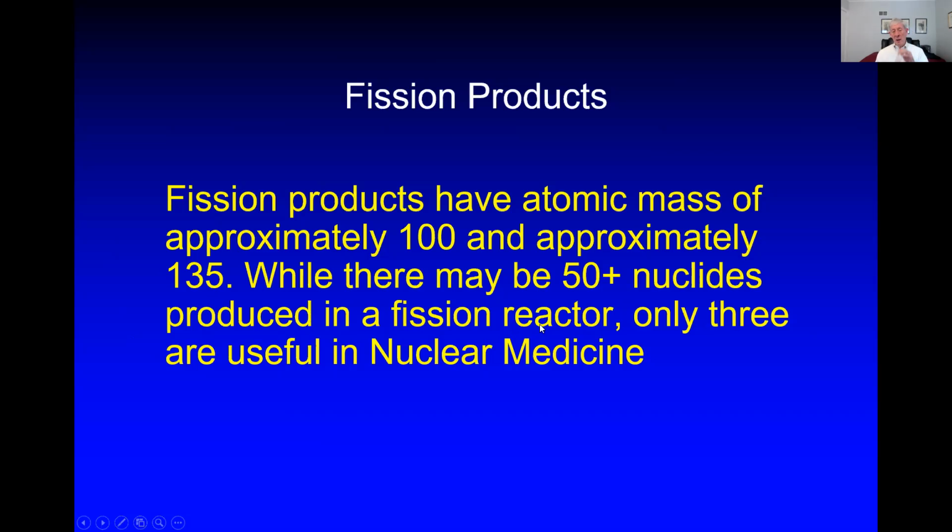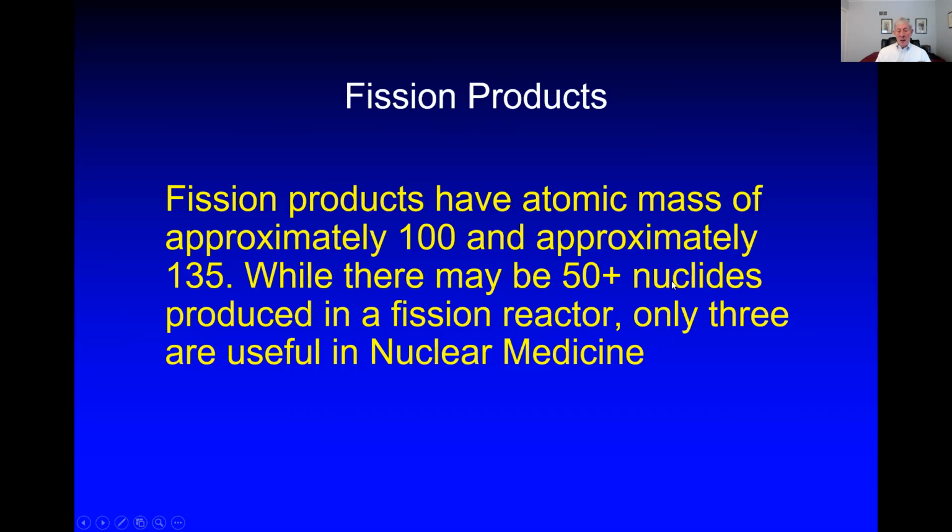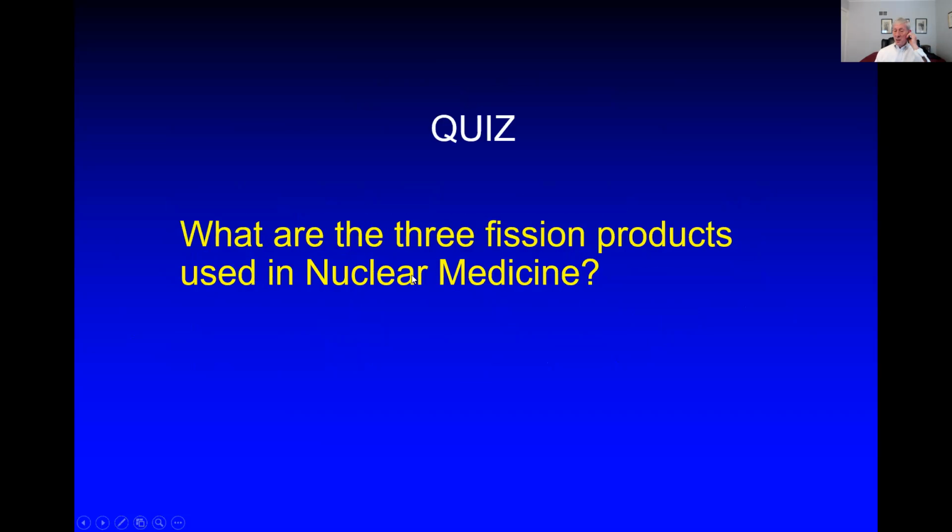And there probably are 50 different nuclides produced by the fission reaction, but we in nuclear medicine are only interested in 3 of them. And so your exam question would be, what are the 3 fission products that are used by nuclear medicine? Now, a number of these have other medical applications, but not nuclear medical applications. So here's your exam question. What are the 3 fission products? So let's think about this. What do we use that has a mass of around 100? What do we use that has a mass of around 135?